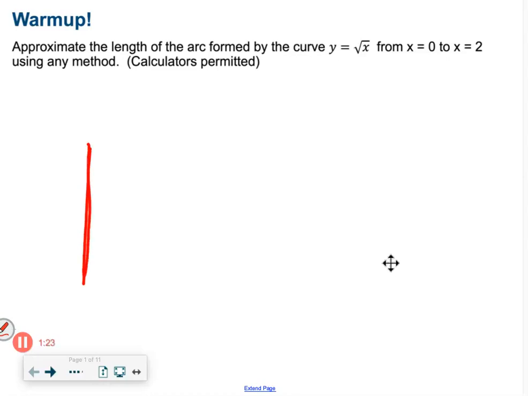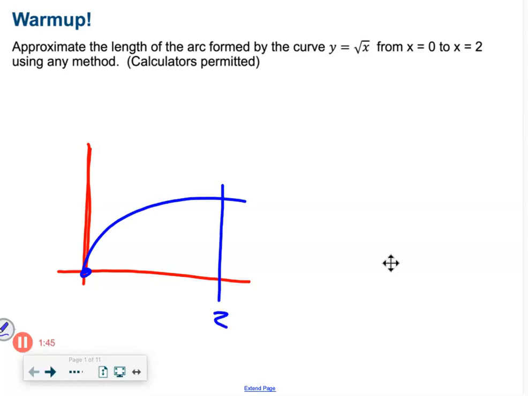I like it. Whoops. I'm frozen. I like it because it's kind of out of the box thinking, right? So whenever I've done this problem in the past, we have y equals root x, and we're going from, so this is 2, right? So this would be root 2.